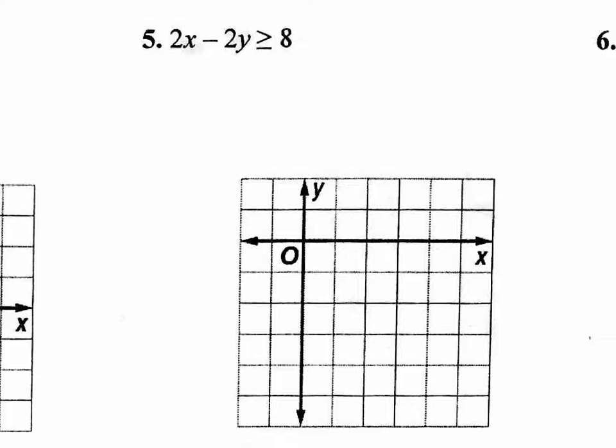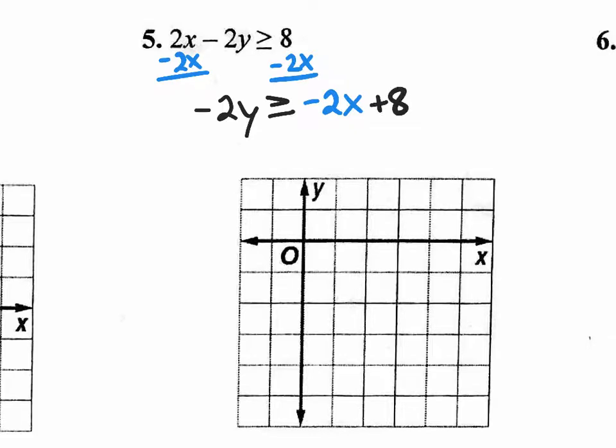Now you want to first rewrite it in slope-intercept form. So you want to get y by itself. You'd have to get rid of the 2x first. And what you do to one side, you must do to the other. And of course, you cannot subtract 8, take away 2y. So you're just going to rewrite it. Let's rewrite the whole thing. So far, I have -2y is greater than or equal to, and let's rewrite it with the -2x first and the plus 8, the positive 8 second.